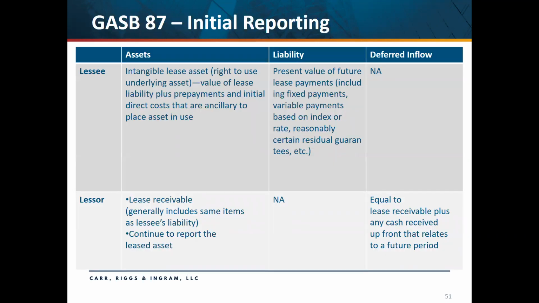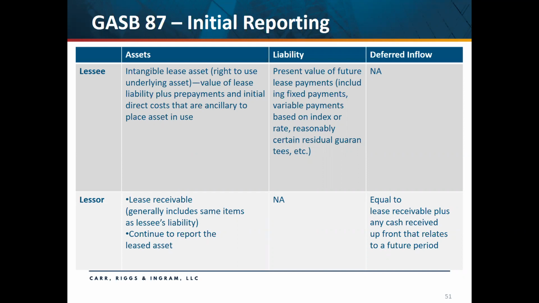So now you've gone through all the steps to determine, are we going to report this under GASB 87 or is it not to be included under GASB 87? I think that's your easiest part, is trying to determine yes or no. And now we need to determine how are we going to report it. So for the lessee, your asset is going to be the intangible lease asset or the right to use underlying asset, the value of the lease liability plus prepayments and initial direct costs that are ancillary to place the asset in use. And then there will be a liability to the present value of the future lease payments.